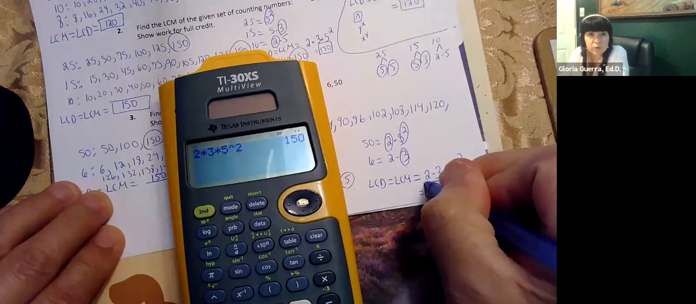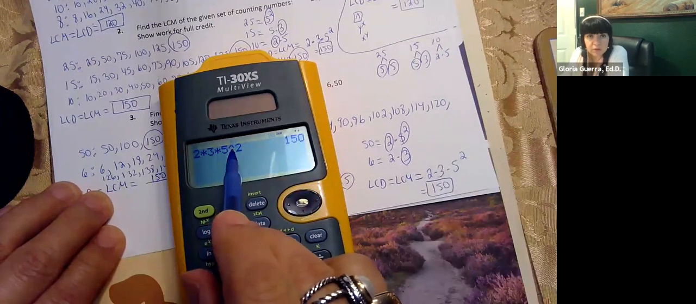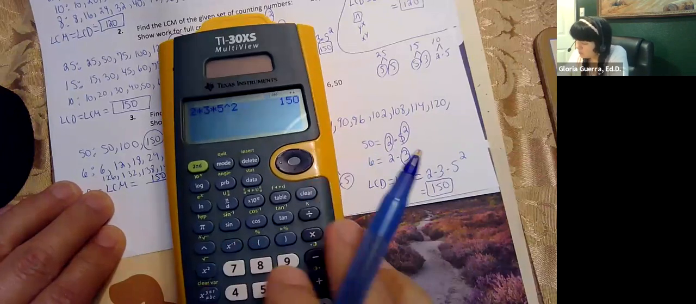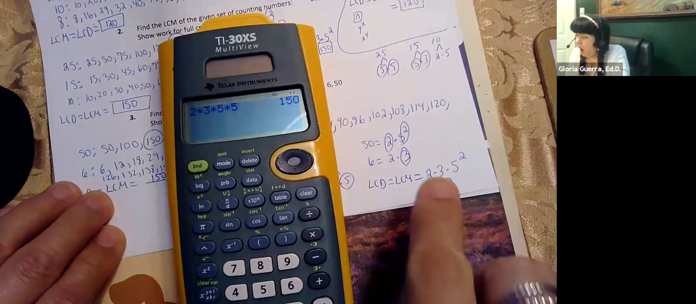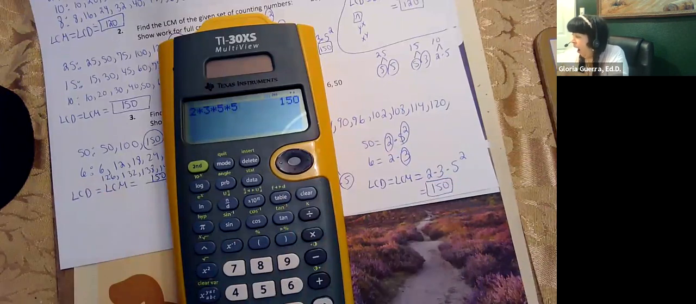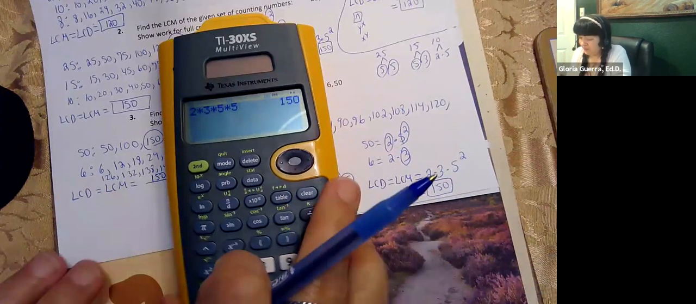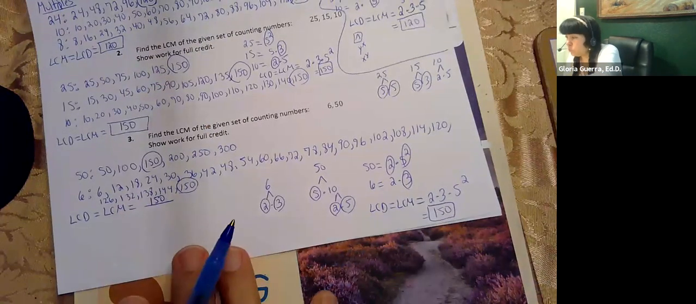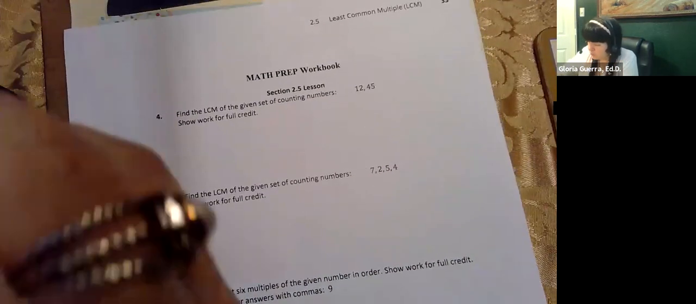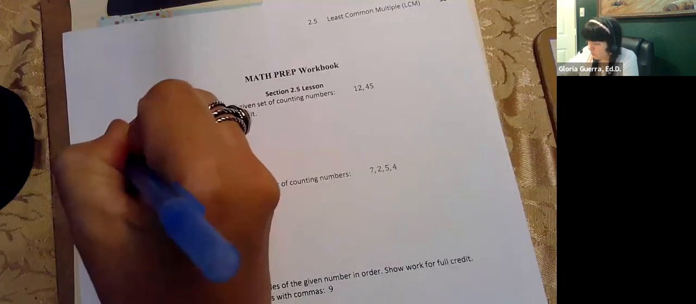If for some reason your power key, your exponent key, is not working, you can always expand it out: 2 times 3 times 5 times 5. 150. Okay, I'm sorry, excuse me. Okay, so let's see what else we have. Okay, we have 12 and 45. So let me do the multiples first.